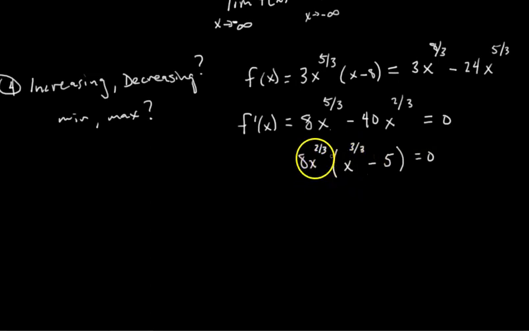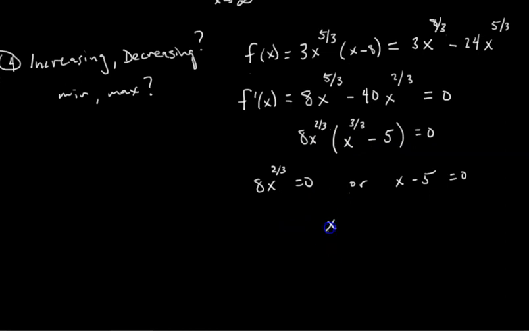So now we have this product of two functions of x equals 0. When either of these factors equals 0, then the whole expression equals 0. So we can split this into two equations: 8 times x to the 2/3 equals 0, or x minus 5 equals 0. And when either of these two things is true, the whole function equals 0. So we have our two critical points now. When is this true? Only when x equals 0. So x can equal 0, or from this one, x can equal 5. So these are our critical points.